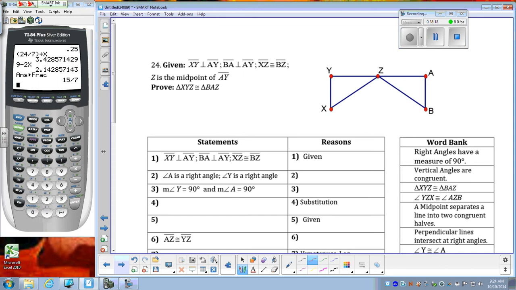Next page, proofs. I want to mark off on my given information. I know that XY is perpendicular to AY, and I know BA is perpendicular to AY, and I know that XZ is congruent to BZ. And that's given to me. So my first reason, remember, is always given. Statement 2 says that angle A is a right angle and angle Y is a right angle. Well, how do I know that? Well, I know that perpendicular lines intersect at right angles. So for reason number 2, this would be perpendicular lines intersect at right angles.